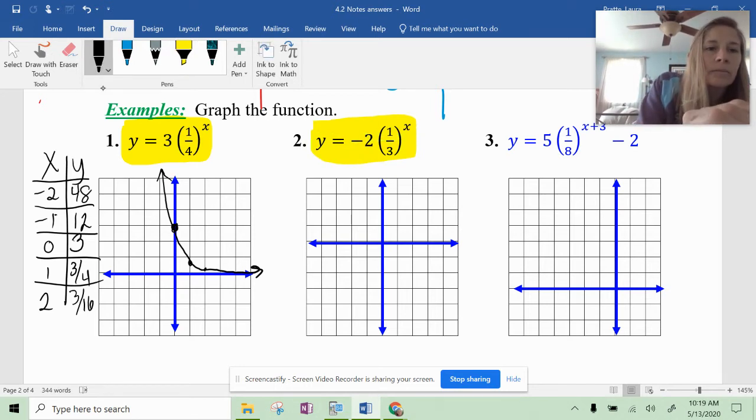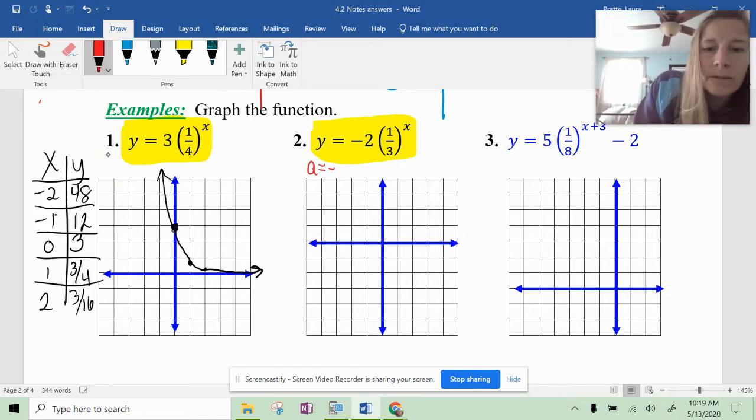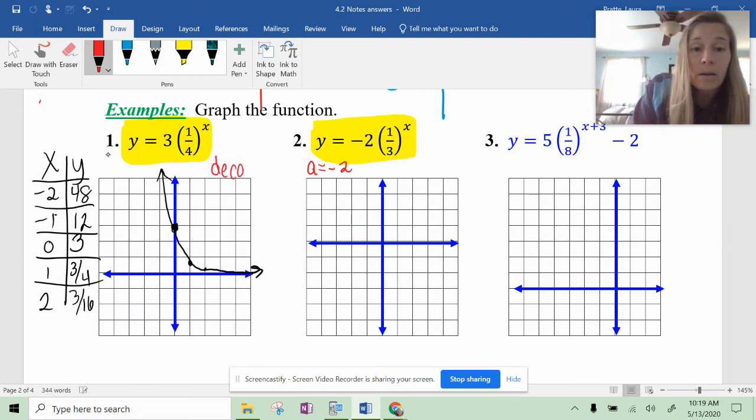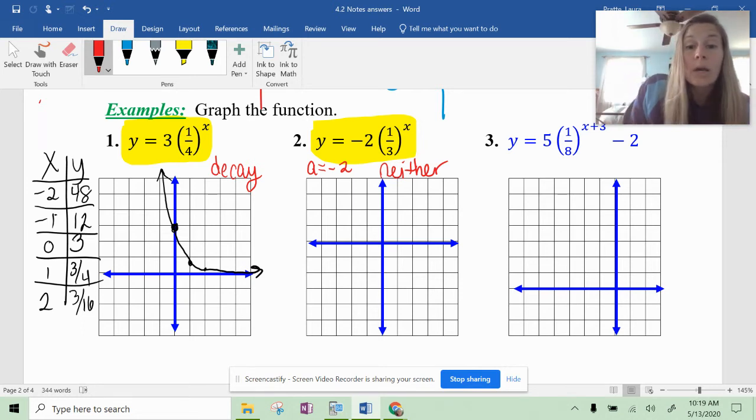Okay, so number 2 is also just a parent function. However, this time, my a value is -2. So this is not growth or decay. We could see the first example was decay, right? So this one is actually neither. And that's because it's going to look like a decay function, but it's going to be reflected over that x-axis. So when I go to make my points, you could do the points without the negative and then reflect it, but that would just be more work.